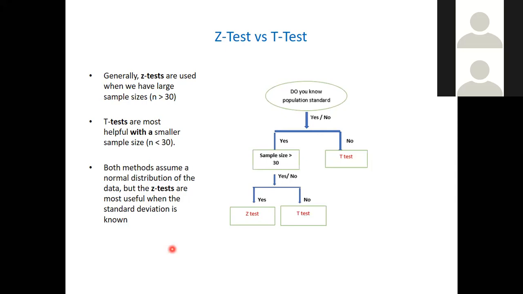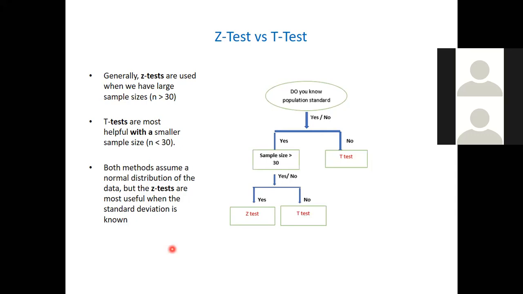Now, with the Z test, sample size greater than 30, then you must know the population standard deviation. Now, let's compare the two. Do you know the population standard deviation? Standard deviation, not just standard. If yes, use the Z test. If no, go for the t-test. If you don't know the population standard deviation, you cannot use the Z test, so you go for the t-test.